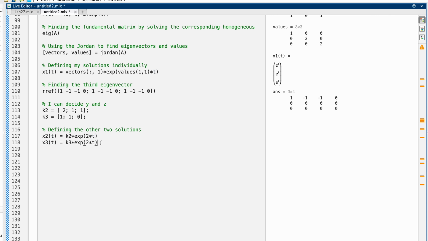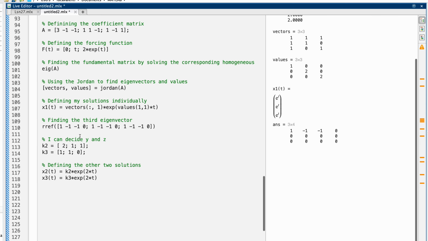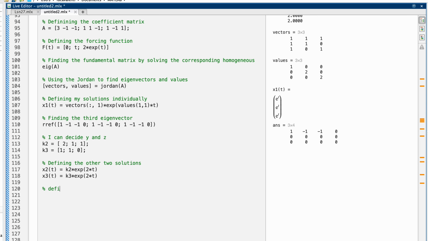And now, why is this useful? Well, because now I can define my fundamental matrix, which is going to be a matrix phi, which is a function of time, with these 3, x1, x2, x3. Notice how I put a comma, I don't put a semicolon in this case, because these are vectors, and this is the way to write them in columns. So that's my fundamental matrix, and that will answer part A.